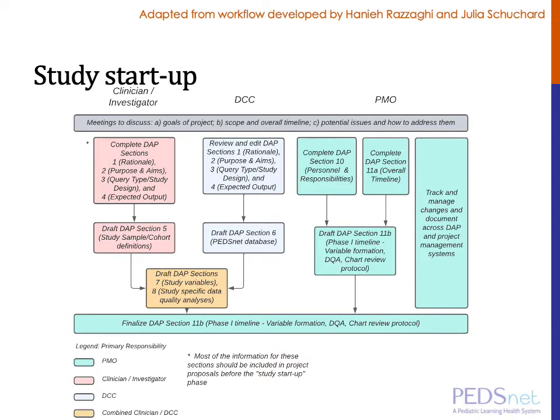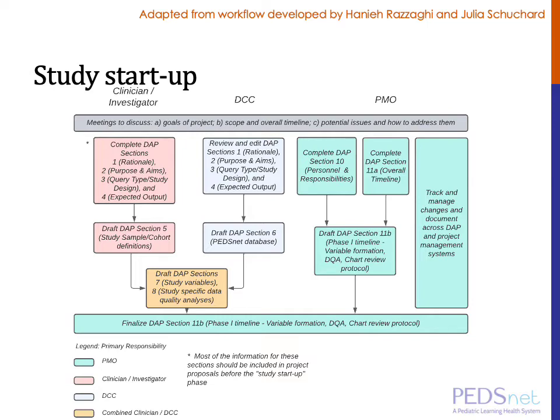So to walk through this a little bit, during the study startup phase, the investigator will complete the rationale, purpose and aims, study design, and expected output. Note that much of this information would be included in the initial project proposal before the study startup phase begins. The data team at this point would review and edit these sections.